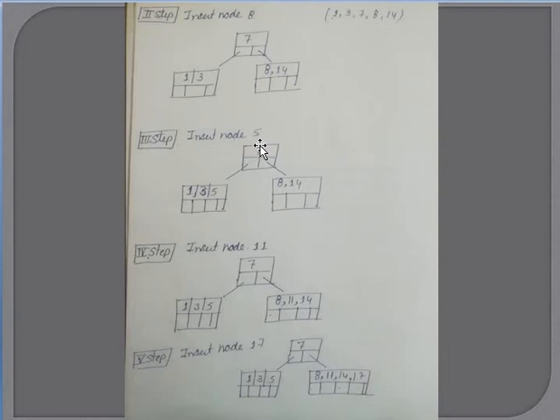After that the next element that we are inserting is 5, that will come at the leaf node place. So 1, 3, 5, 8, 14. So after inserting 11, the node will be like this. Next we are inserting the element 17. So after inserting 17, the tree will be like this.